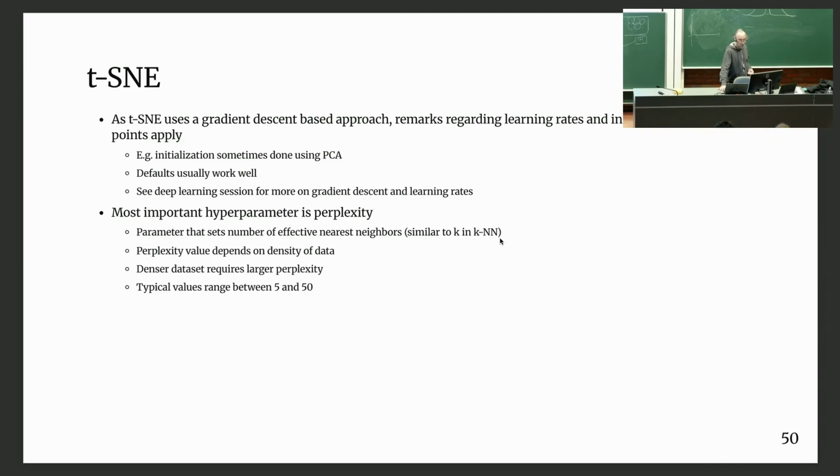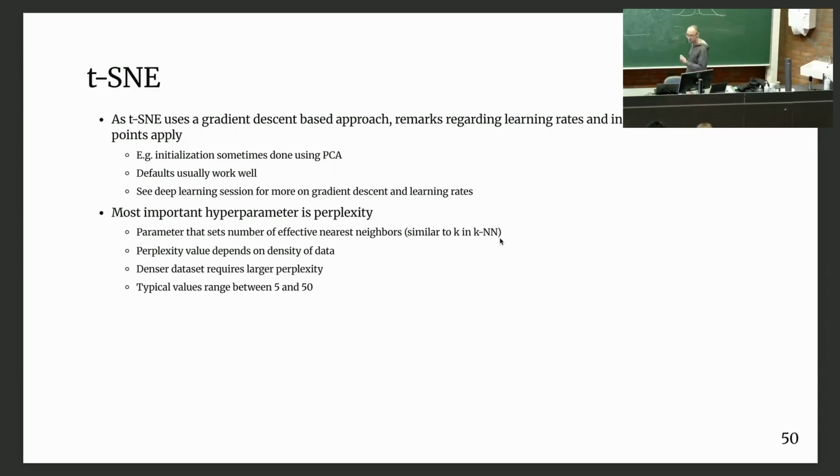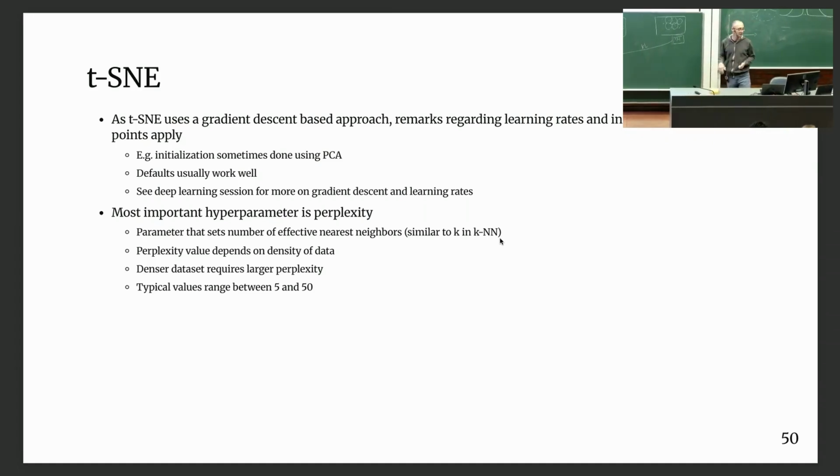So what is typically done is that for the initial positioning of the points, you just start with what PCA gave you as the solution. You run PCA, you get the 2 principal components, and you use that as positions for your points to start running t-SNE with. That seems to be a good starting point.